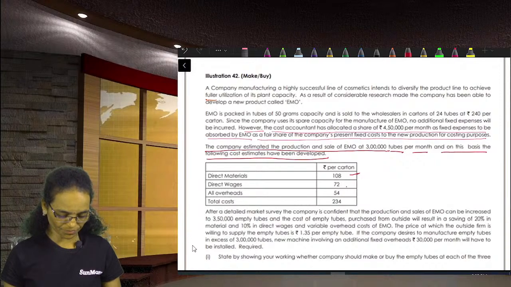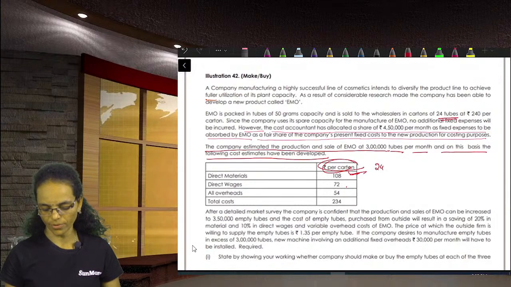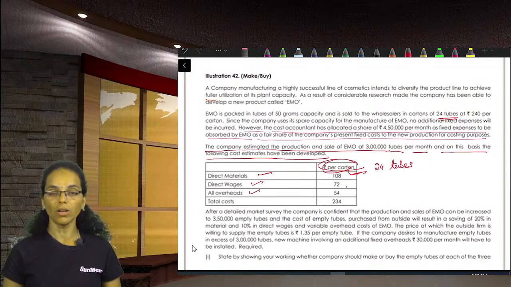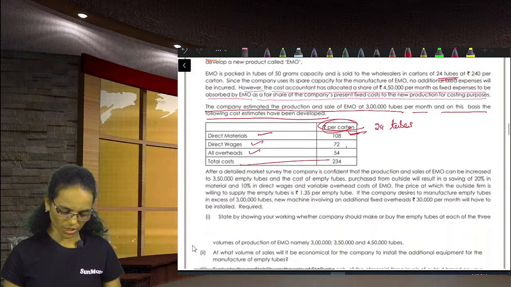Direct material per carton, in the sense of 24 tubes. In a carton 24 tubes are there. Direct material, direct wages and all overheads are given. The total cost is this much.